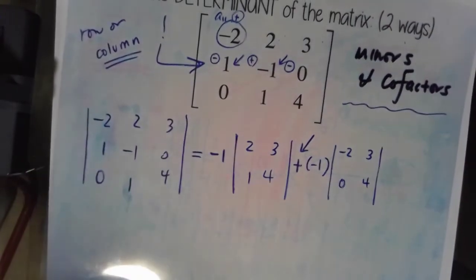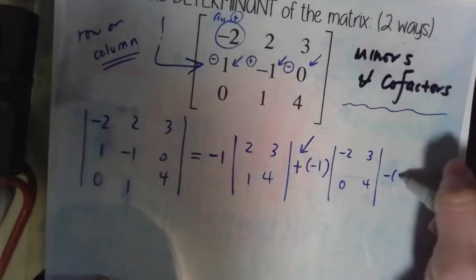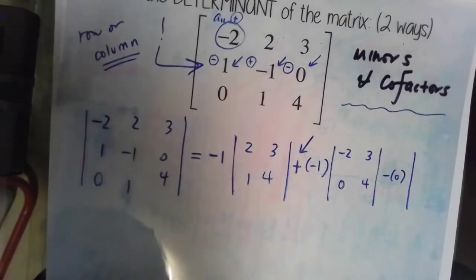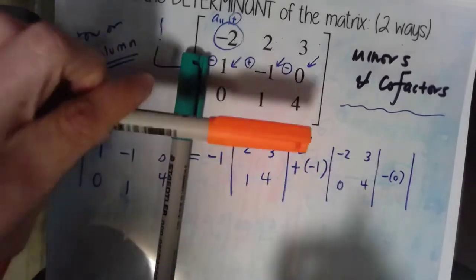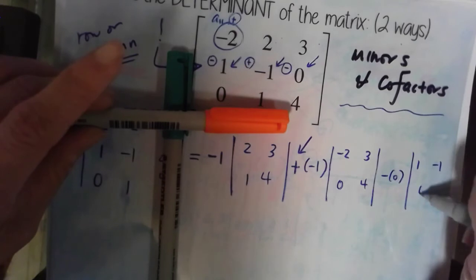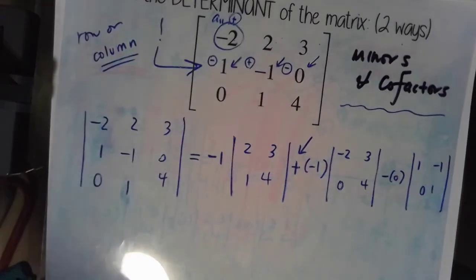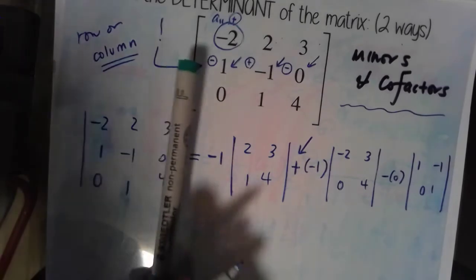Okay? Now let's go to my 0. My 0 is negative, right? So it's minus a 0. And I cover up every row and column that includes a 0. What are you left with? 1, negative 1, 0, 1. And did I screw up somewhere? So I cover up the 0.